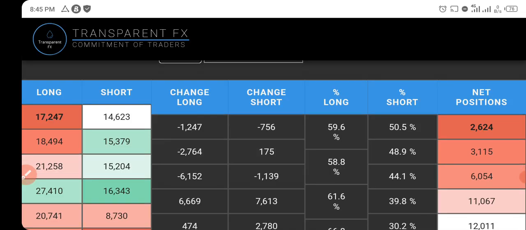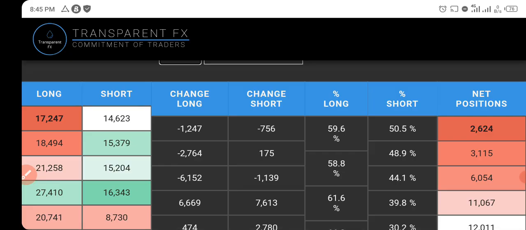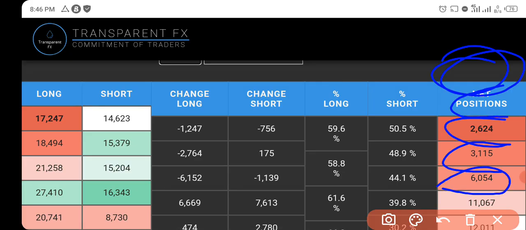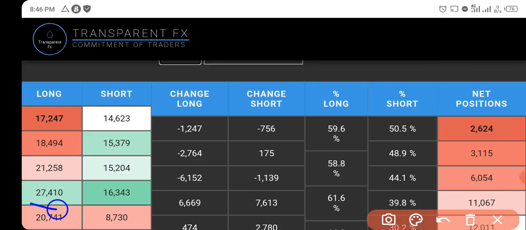This is weak. So you can see here we have 27,000 buying of positions, we have 21,000 buying positions, we have 18,000 buying positions, we have 7. Now this means that the dollar is weak, the dollar is bearish, guys. Don't buy the dollar. Anything you are doing should be selling the dollar. That's just it. This is just the trick.